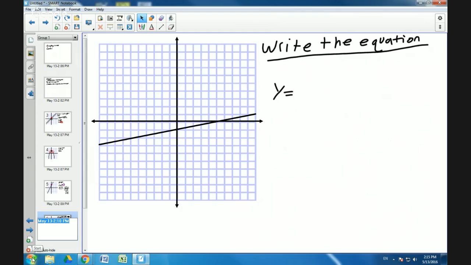Now we will come to the equation and get the slope. Here, we know very quickly it is linear. It goes up, so that means it's a positive slope. It intersects at -1, so we can put that in.